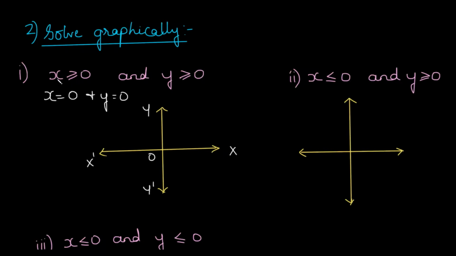Since they have given us x greater than or equal to 0 and y also greater than or equal to 0, the solution set is obviously in the first quadrant, including the parts of the lines which fall in the first quadrant. So this becomes our solution set here.